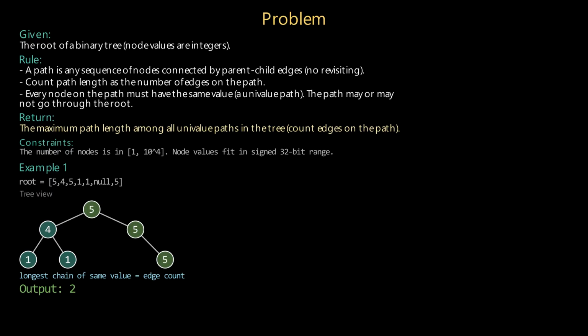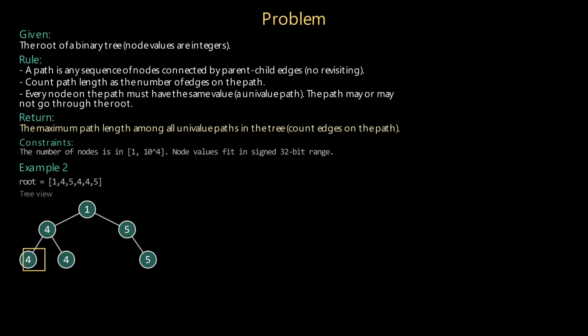They form one straight Univalue chain. 3 nodes means 2 edges between them, so the longest Univalue path has length 2. Example 2: the left subtree is a column of 3 4s. That is again 3 nodes on one value, so 2 edges. The answer is still 2.